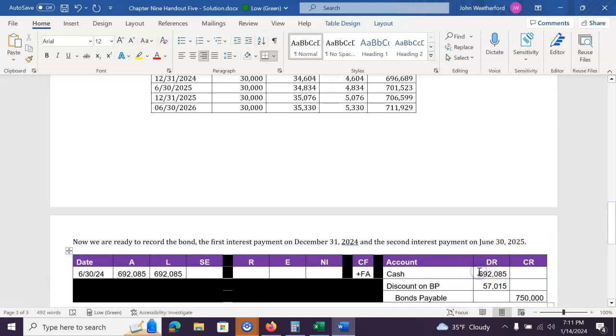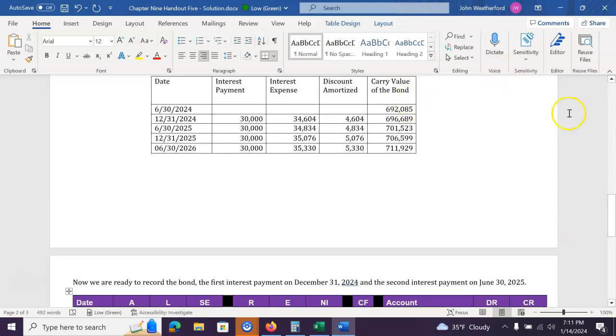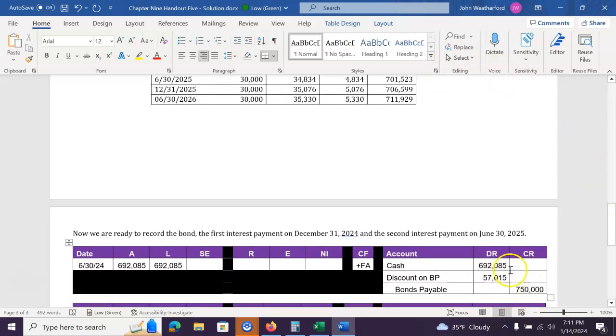Just the difference in our issue price, calculated on the previous video, and the face value. Bonds payable always goes on the books at face, and it'll later come off the books at face at the end of the term. And cash would go on the books when the bonds are issued at the issue price. If you need more debit to balance the entry, there's a discount. If you need more credit to balance the entry, you have a premium. But anyway, that's cash coming in from a financing activity, right? And the asset cash increased $692,085, and liabilities increased by $750,000, but then decreased by the discount. So in total, liabilities increased $692,085.